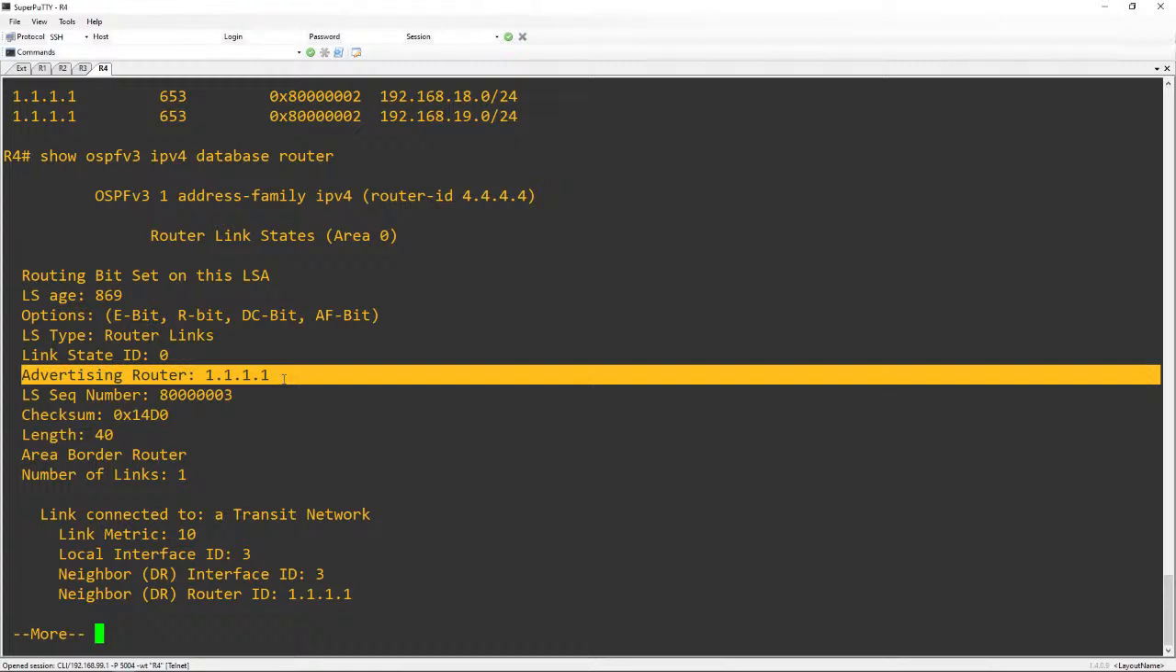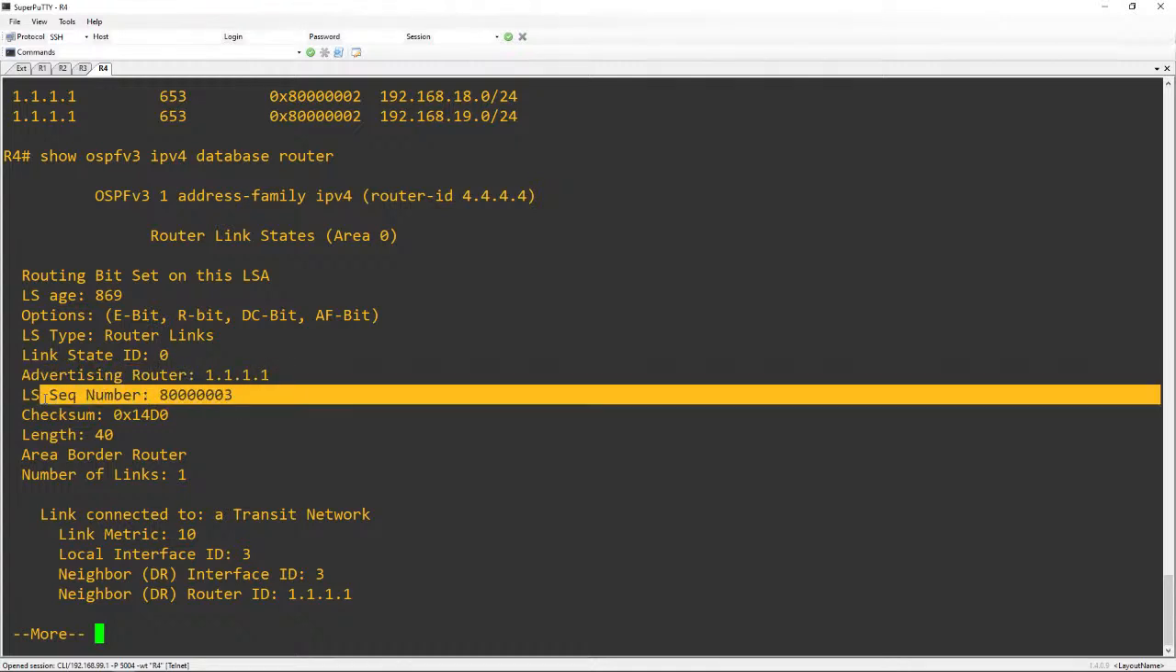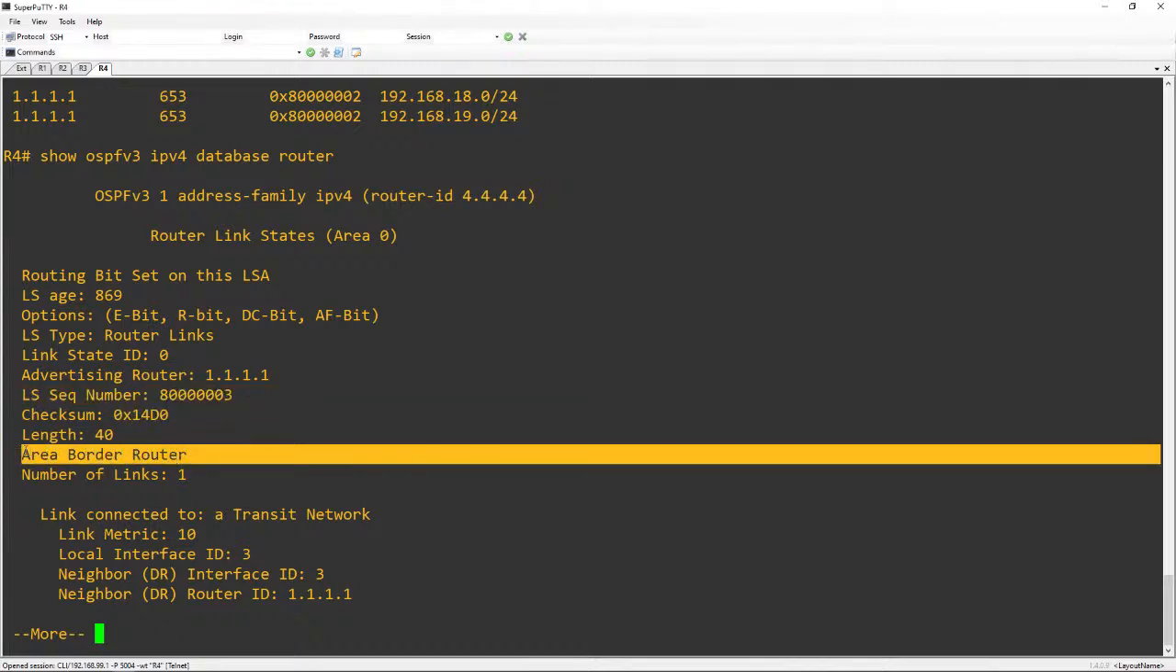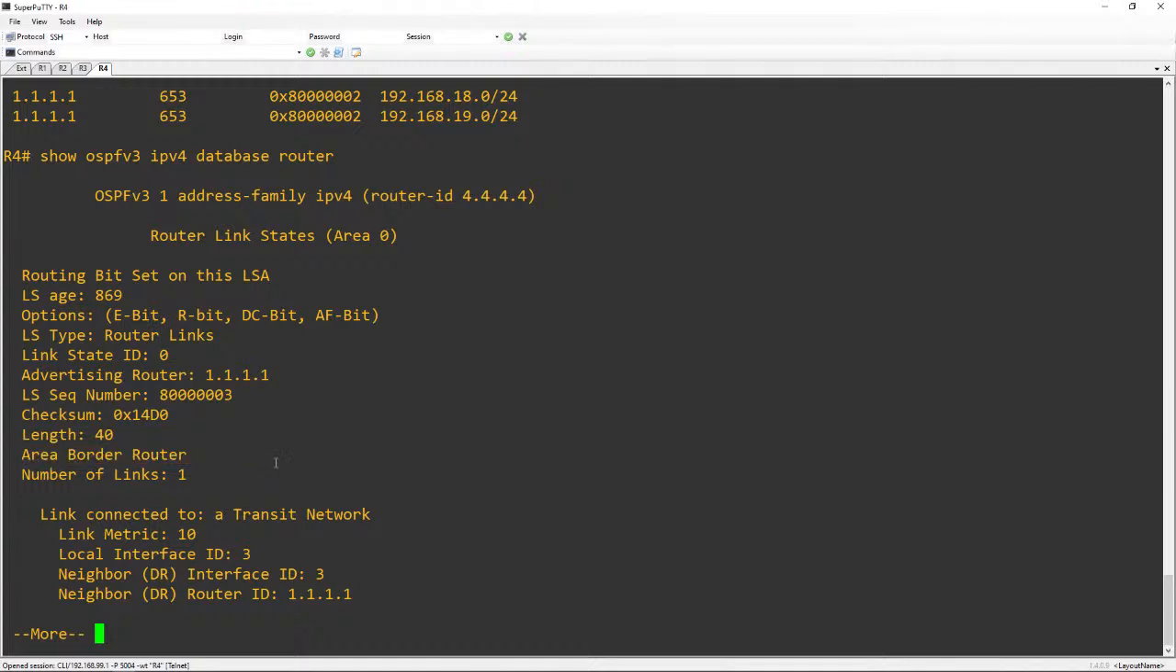The advertising router, this is the router ID of who's generating this LSA type. In this case, that happens to be our ABR, our router 1. This is how many times the link state advertisement has been updated. The checksum. This router happens to be an area border router. This LSA doesn't describe type 3 LSAs, but this router happens to be an area border router.